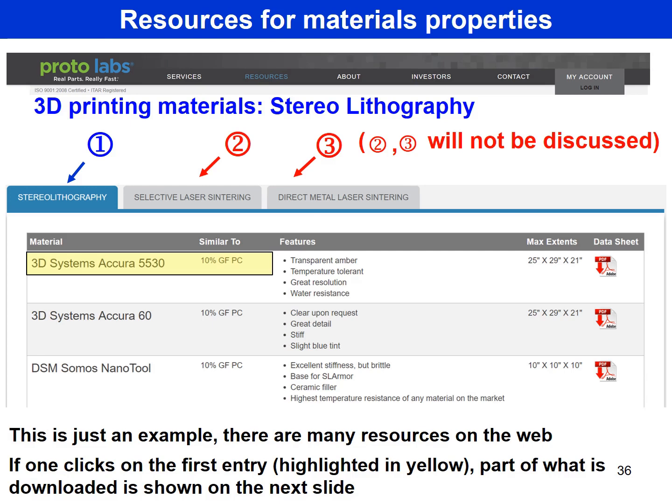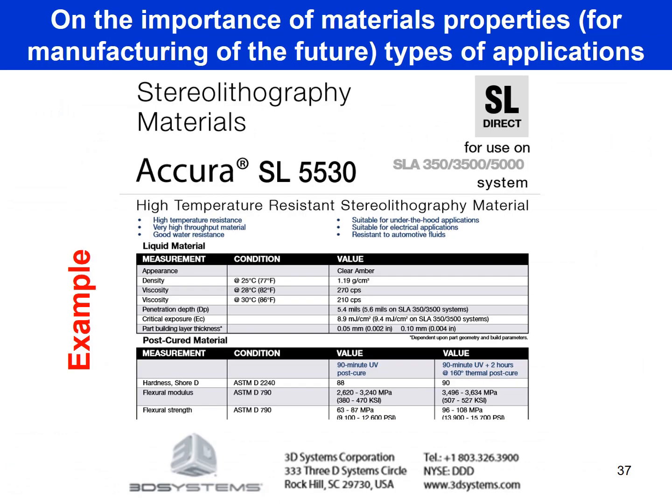So in this case, the importance of materials selected for manufacturing of the future, so to speak, types of applications for using stereolithography apparatus, and Acura SL5530. All of the properties are here. I'm not going to read them to you, but there's a great deal of detail. There are multiple pages and multiple websites that do provide material properties. So I strongly recommend that interested users visit the website and download the materials of interest to them before they start purchasing and printing.